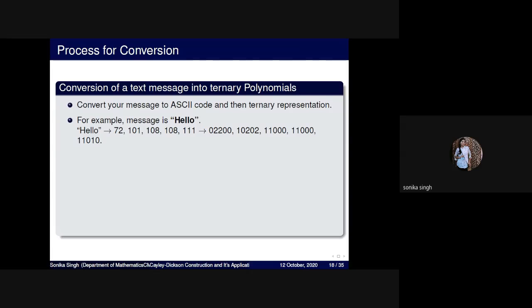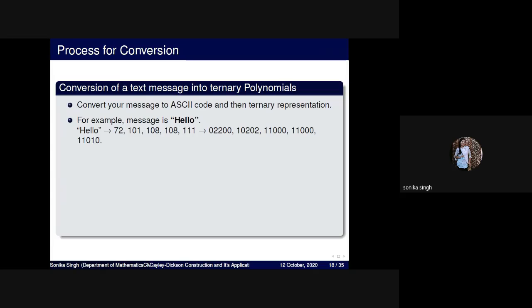We can see it with an example. For example, suppose our data message is hello. Then according to ASCII code, H goes to 72, E goes to 101, L goes to 108, the second L goes to 108, and O goes to 111. And the ternary representations are: 72 is 02200, 101 is 10202, 108 is 11000, and 111 is 11010.